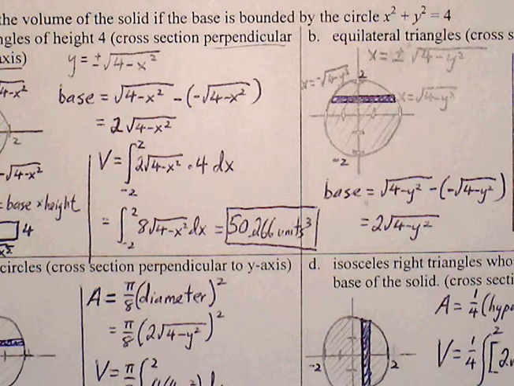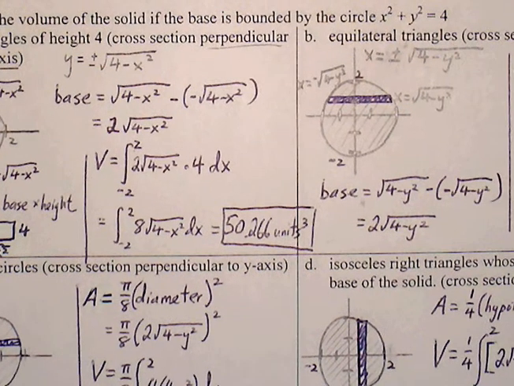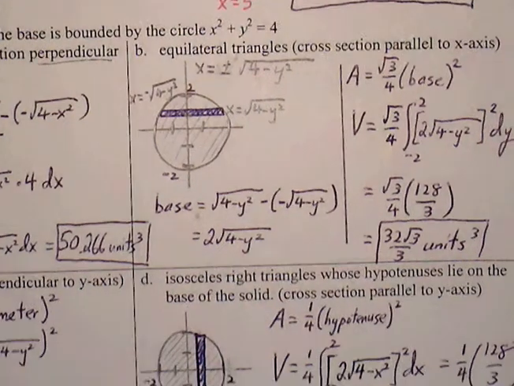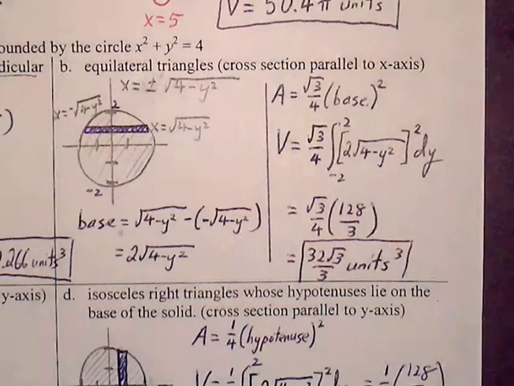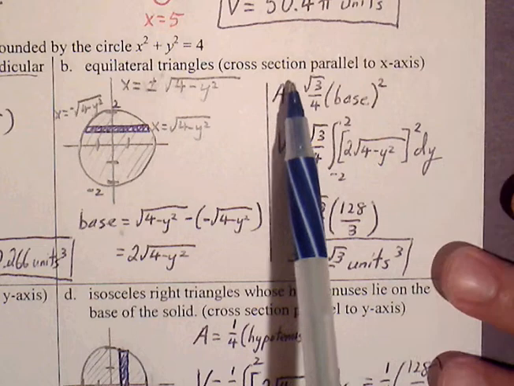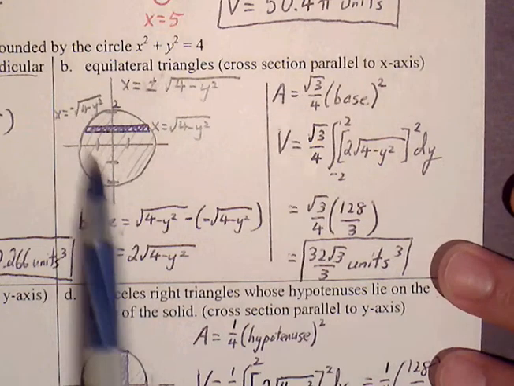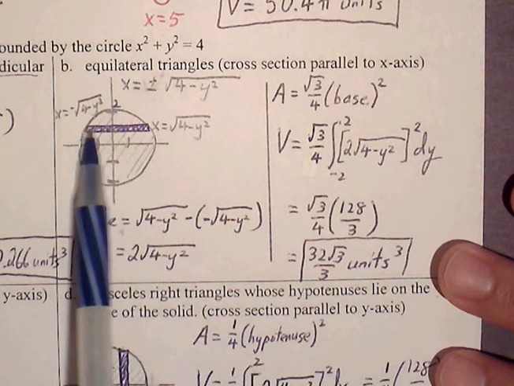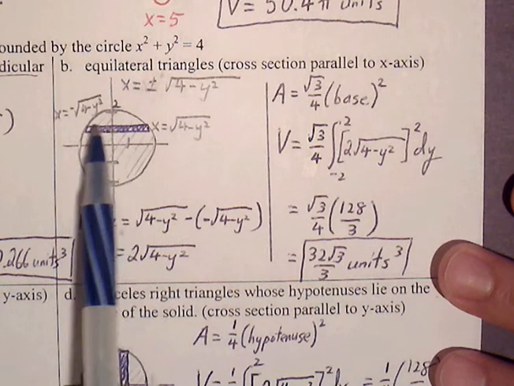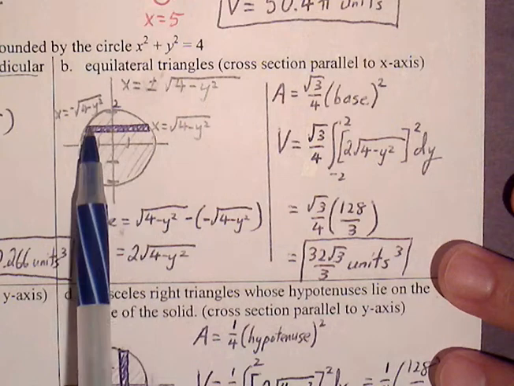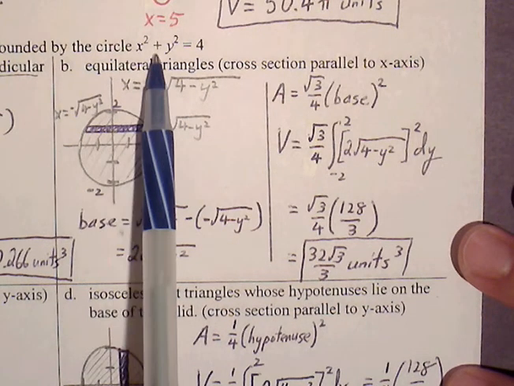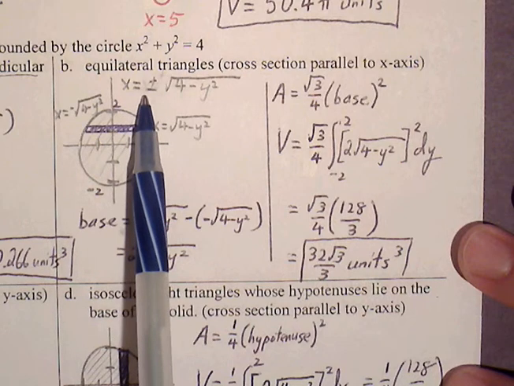Okay, part B, we're still dealing with the same shaded region, but now our cross-section will be equilateral triangles, but the cross-section now is going to be parallel to the x-axis. So here's the x-axis, parallel, going the same direction. So now we're going to do right minus left. If we do right minus left, that means everything has to be in terms of y, so I'm going to go back to our equation. We're going to solve for x. X is equal to plus or minus root 4 minus y squared.